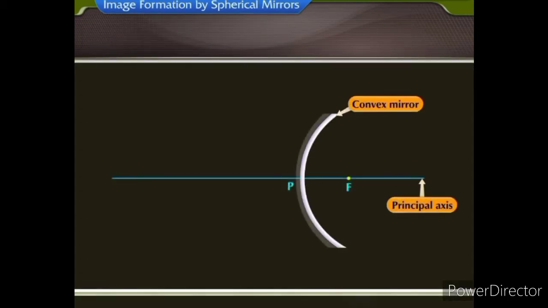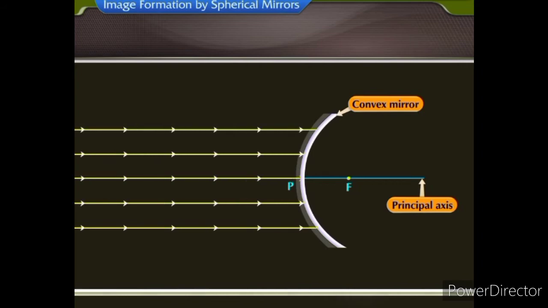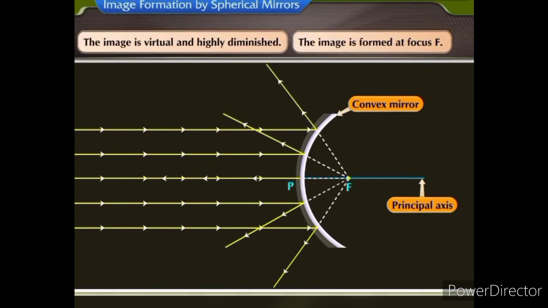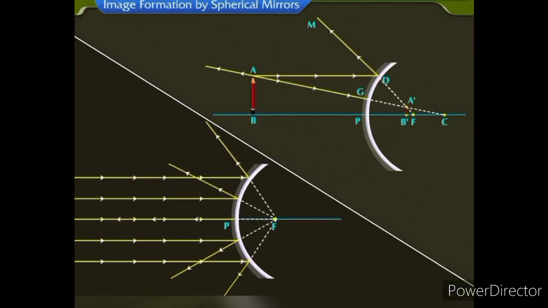If the object is situated at infinity, the rays coming from the object are such that they are parallel to the principal axis. The rays diverge on reflection, and a virtual, highly diminished image is seen at the focus F. Hence, for all the positions of an object in front of a convex mirror, the image formed is on the other side of the mirror between focus F and pole P.